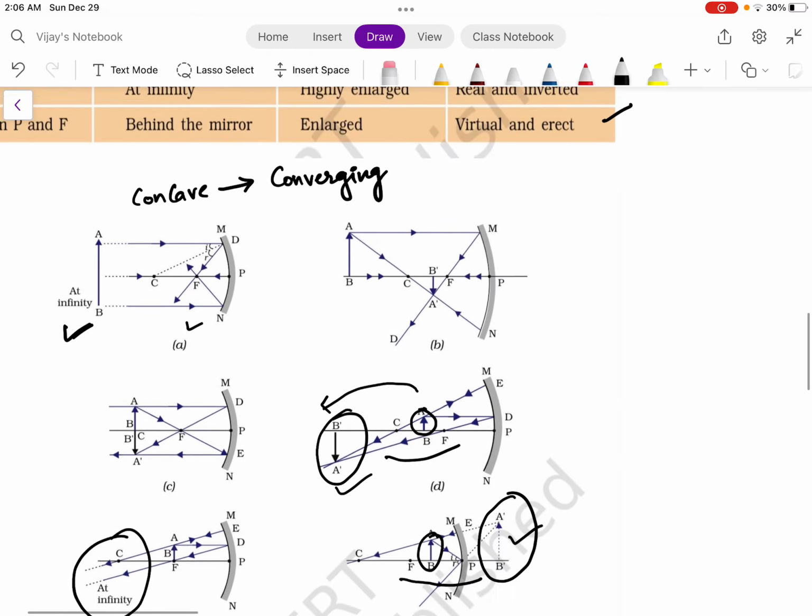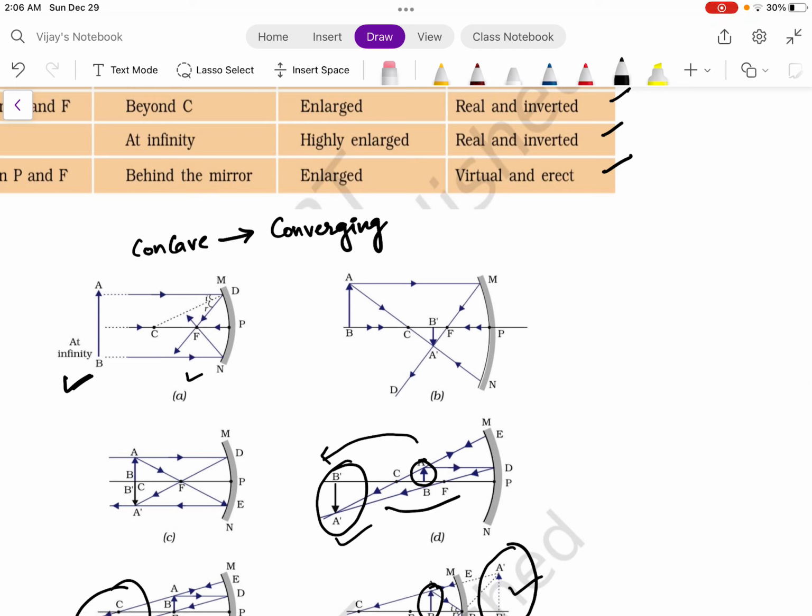Now you should also remember some uses of the concave mirror. Remember, the concave mirror is basically a converging mirror. So I can use this mirror to focus light rays at a single point. So I can use this in a solar panel to focus the light rays at a particular point.